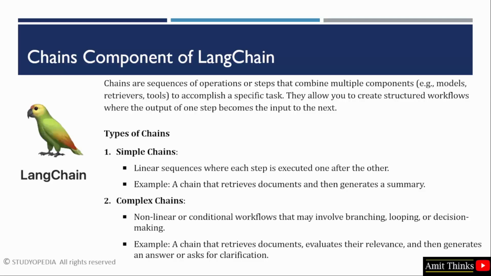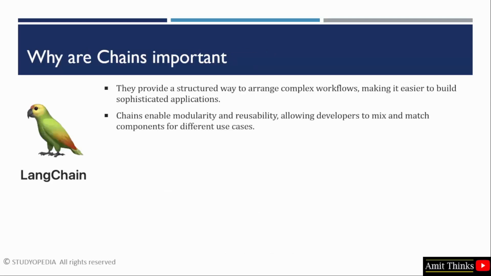Then comes your complex chains. These are non-linear and can include branching, looping, or decision making. For example, a chain that retrieves documents, it also evaluates the relevance and generates an answer. Why chains are important? They provide a structured way to arrange complex workflows. Through this feature, you can easily build complex applications. They also enable modularity and reusability so that the developers can mix and match components for different use cases.